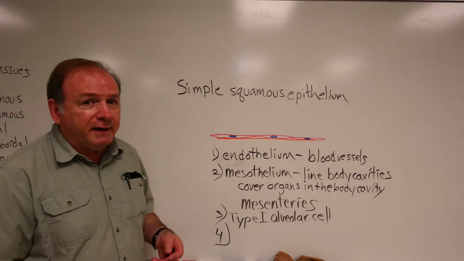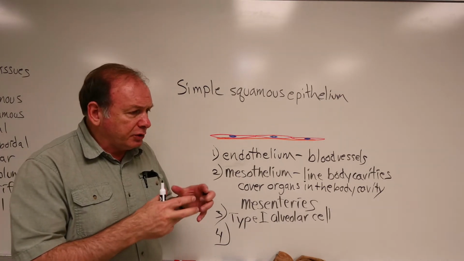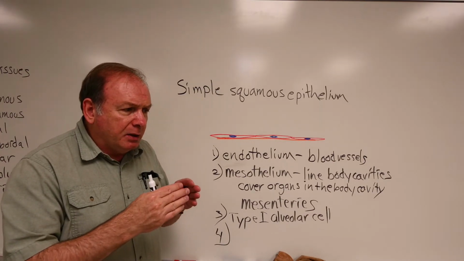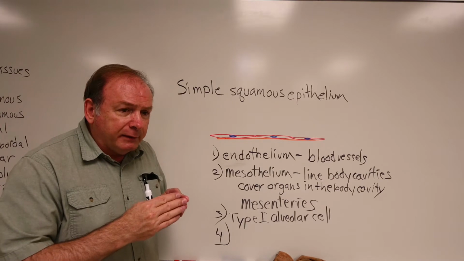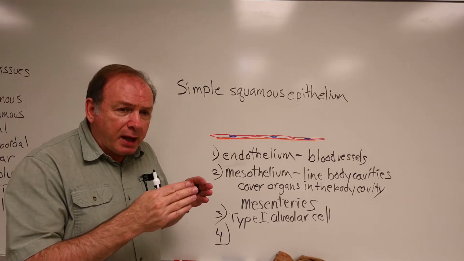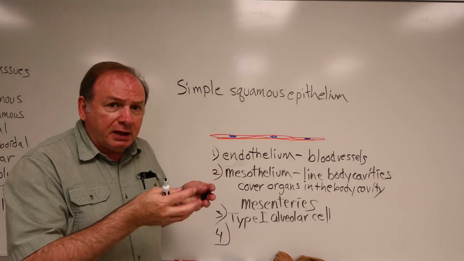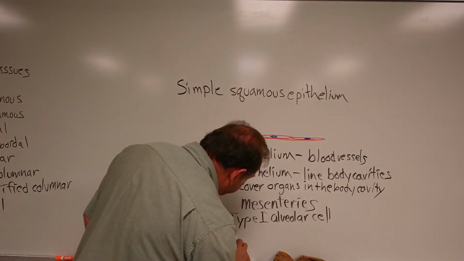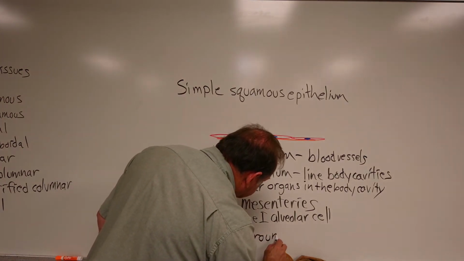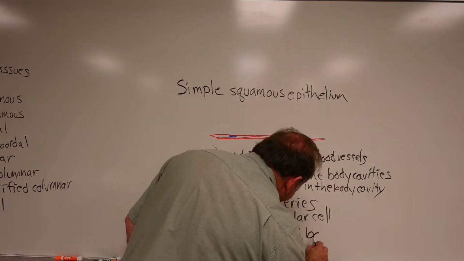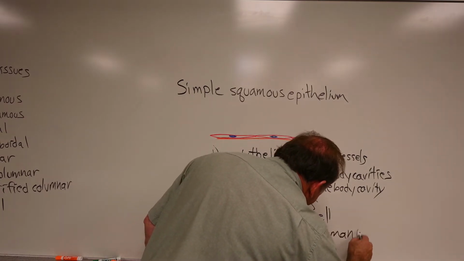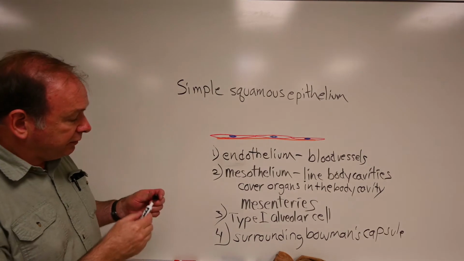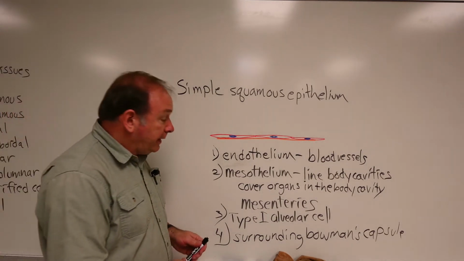One more location where we find this, when we study the kidney, we're going to study a structure called Bowman's capsule. Bowman's capsule is the place, that cavity where fluid moves out of the blood, out of small capillaries into a space, a capsule, the Bowman's capsule. So surrounding Bowman's capsule, we have simple squamous cells. So those are 4 locations where we have simple squamous epithelium.